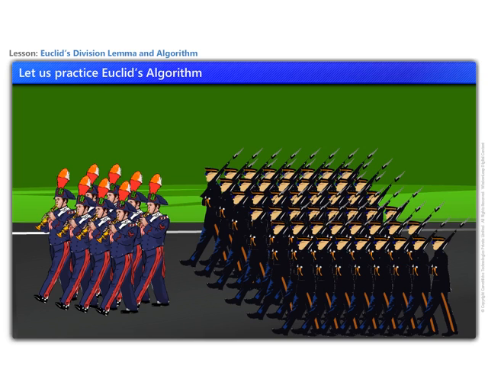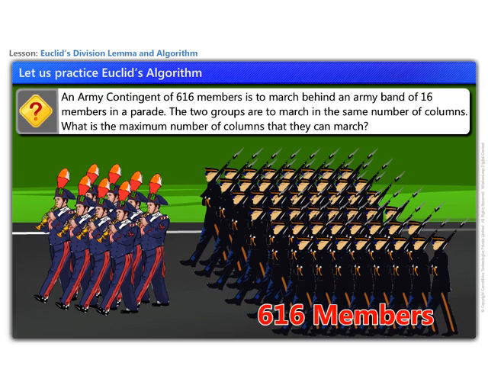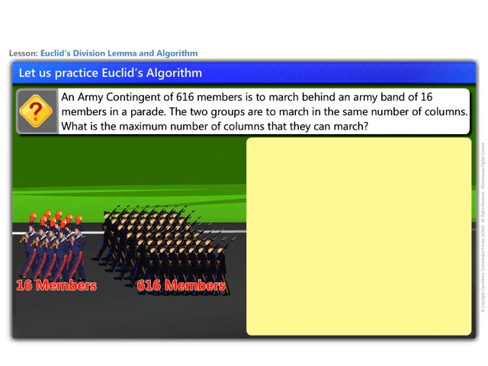Now, let us apply Euclid's algorithm to solve a real-life problem. An army contingent of 616 members is to march behind an army band of 16 members in a parade. The two groups are to march in the same number of columns. What is the maximum number of columns that they can march? Here, Euclid's algorithm is used to find the HCF of 616 and 16. We start by taking the bigger of the two numbers, that is 616, as dividend and the smaller number 16 as divisor to get the remainder.